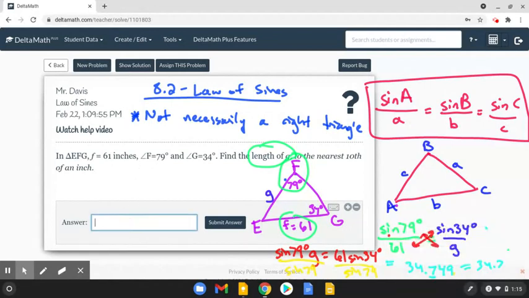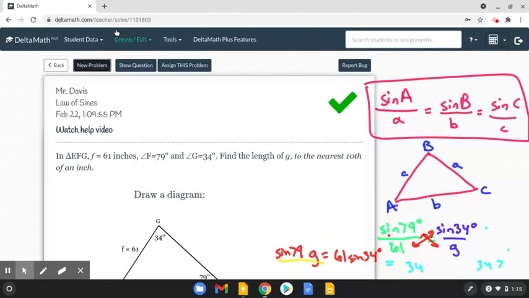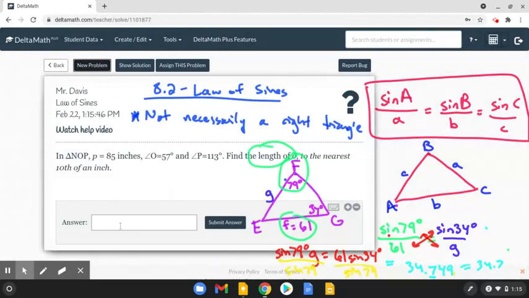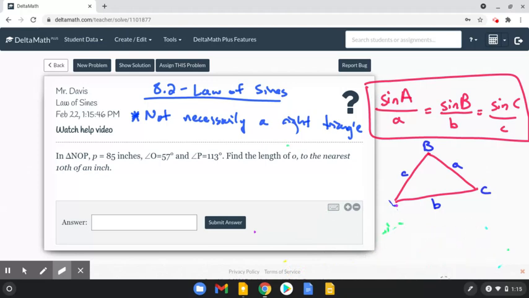So let's go ahead and type this in. And boom. All right. So again, let's go ahead and do another one of these. There, we have different variables. Doesn't matter. We're just going to draw a triangle and label it accordingly.